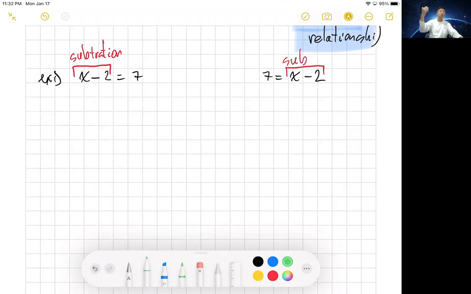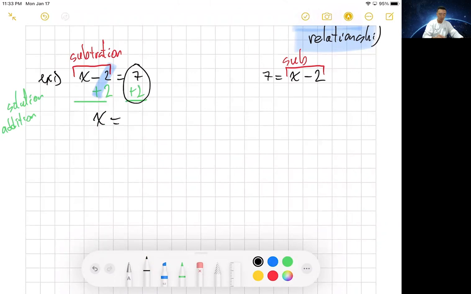So then what is the solution to a subtraction relationship? The solution to subtraction is addition. X is going, hey, could you get rid of this guy, please? Like, no problem. What's your relationship? Oh, it's a subtraction relationship. All right, then I'm going to bring addition. If I add, then I get a 0 again. And that's the goal, right? So that x is by itself. 2 plus 7 is 9.